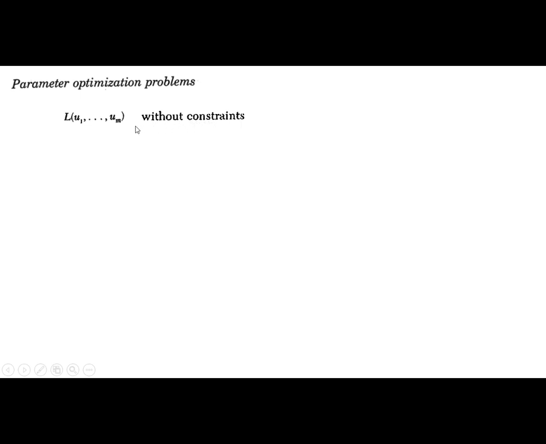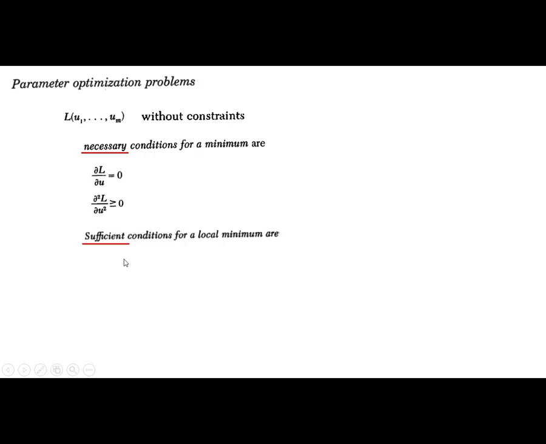First, we saw that the necessary conditions for a minimum are, while sufficient conditions for a local minimum are given by. Thus, the only difference between these two sets of conditions is, for a local minimum, the second derivative of the index function must be positive definite.